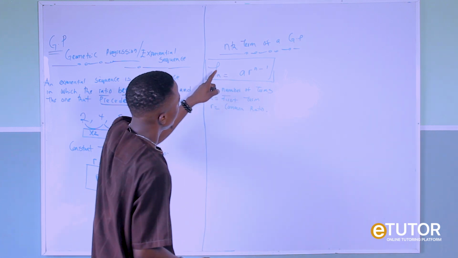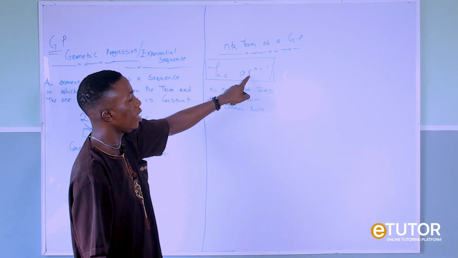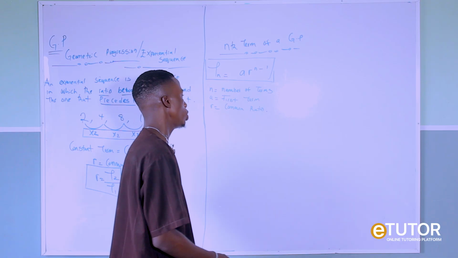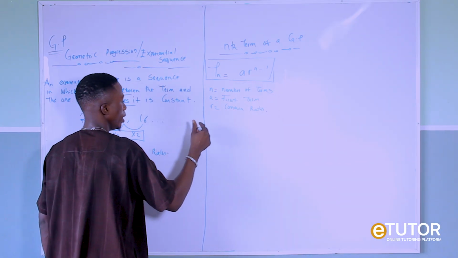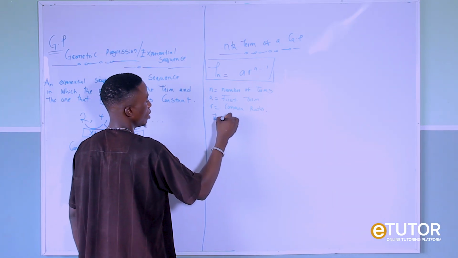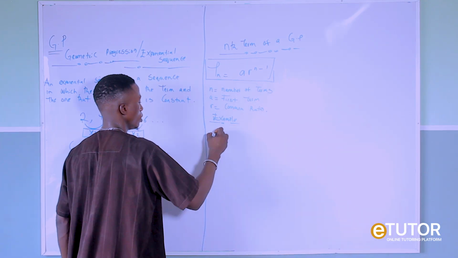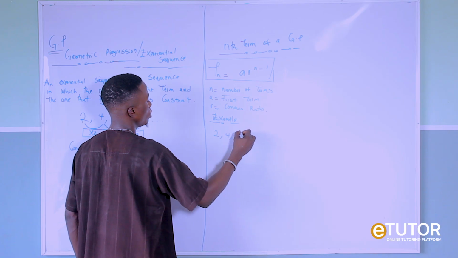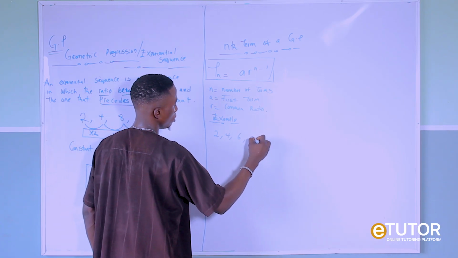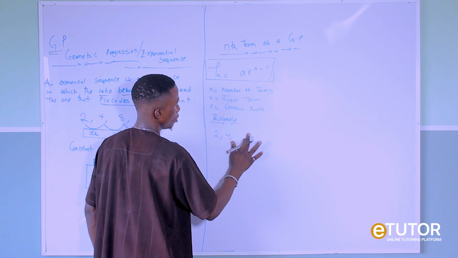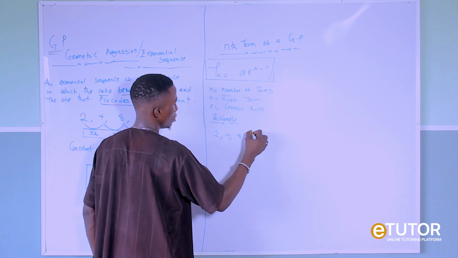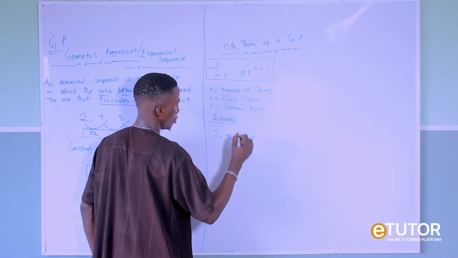So to use your Tn, you need 3 things. You need your a, your r, and your n. So now, let us take an example quickly. Example. The sequence is 2, 4, 8, 16, dot, dot, dot.